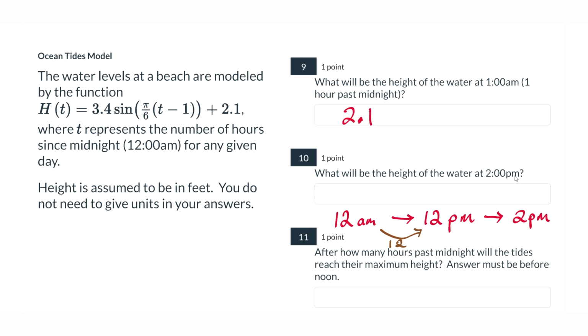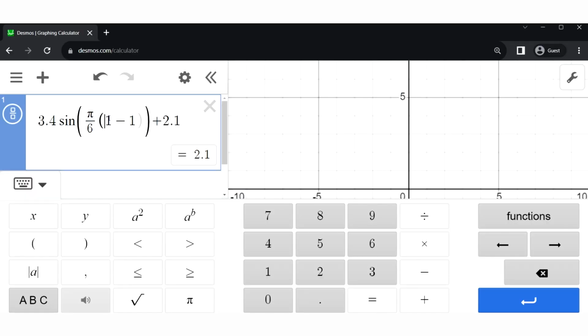So I don't know if anyone has trouble thinking like this, but from 12 a.m. to 2 p.m., it's 2 plus 12 hours. So we're going to plug in t equals 14 because 2 p.m. is 14 hours past midnight. So I'm just going to go back to Desmos, and where I plugged in 1 for t, I'm just going to type 14. So according to the model, at 14 hours past midnight, the water level is now 3.8 feet.